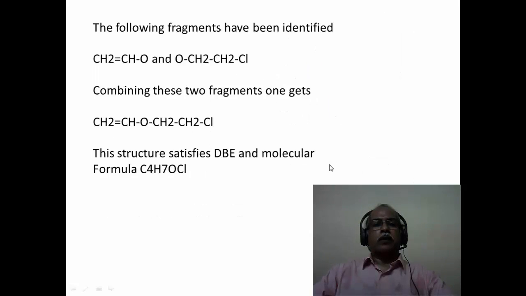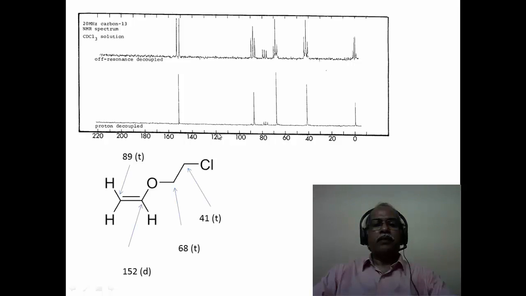Now putting all these fragments together, we have evidence for the vinyl ether fragment from the mass spectrometry as well as from the proton NMR spectrometry. We have evidence for the CH2, CH2Cl from the proton NMR spectroscopy. If we combine these two together, it satisfies the molecular formula as well as the double bond equivalence of the unsaturation in this particular system. So it is a vinyl chloroethyl ether that we are talking about in terms of the structure of this particular compound. Let us see if it also satisfies the carbon-13 data that is given.